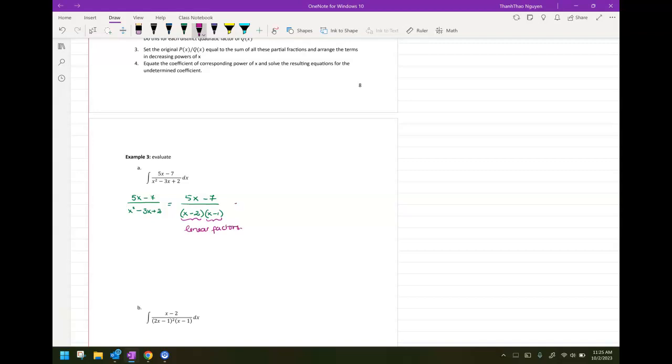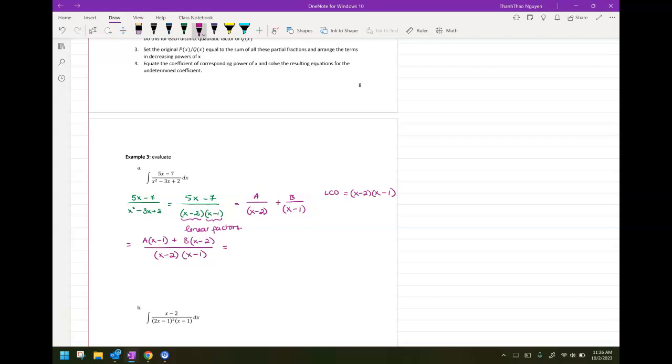Okay. So I can rewrite my partial fraction as a divided by x minus 2 plus b divided by x minus 1. So let's go ahead and add these two fractions together. Note that the least common denominator in this case is x minus 2 times x minus 1. So then I have a times x minus 1 plus b times x minus 2 divided by x minus 2 times x minus 1.